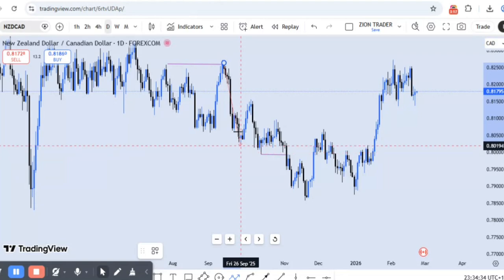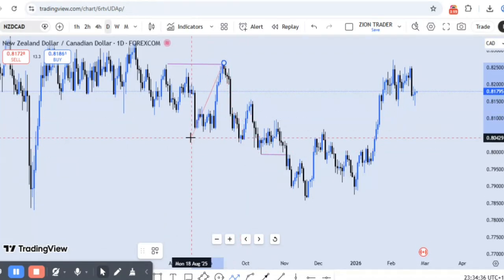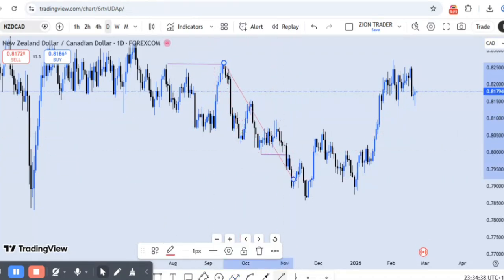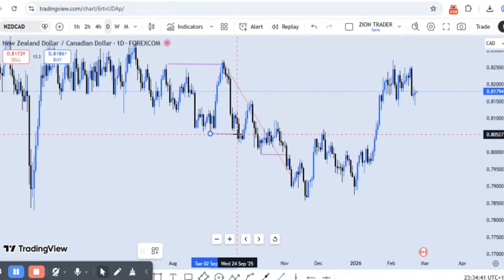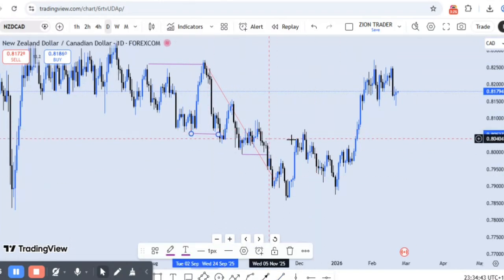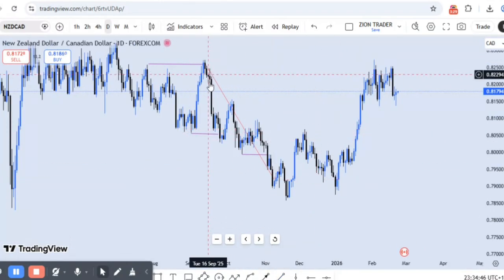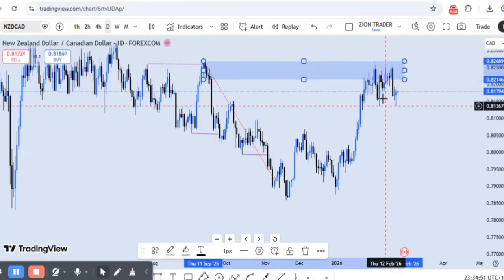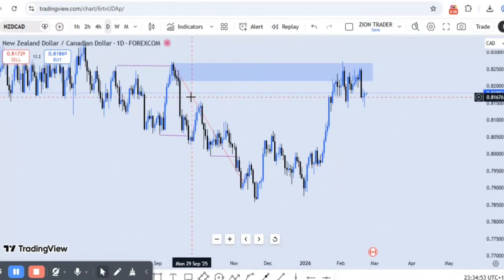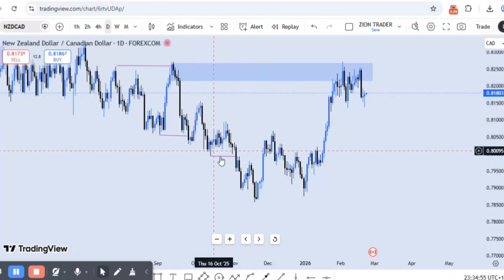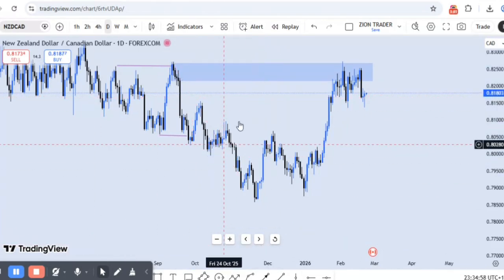Obviously price came back later to break this particular low, which means at this point we had a break of structure. Now that we have a break of structure here, we want to wait for price to come back to the order block that was broken. This is the order block that was broken, and at this point we want to wait for price to come back to it. We can see that price came back to it.